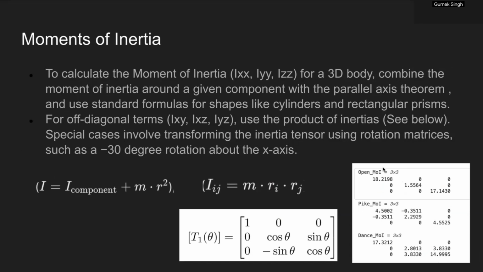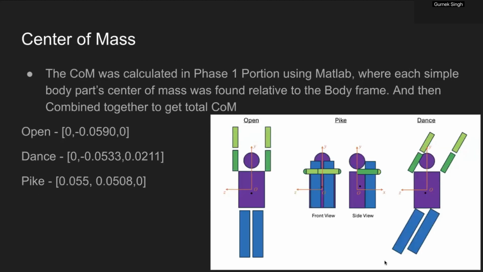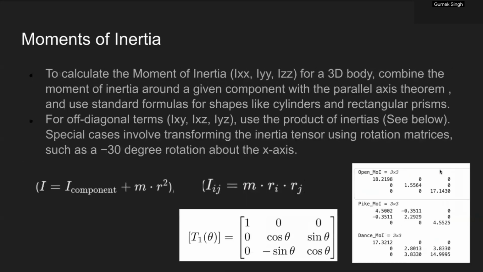For the off-diagonal terms, we had to use the product of inertia for the pike configuration. And the special case was the lance configuration, where we had to use an inertia tensor and transform the inertia tensor using rotation matrices by negative 30 degrees. The rotation matrix we use is this one right here. We transform it negative 30 degrees about the x-axis to get the off-diagonal terms for the lance configuration. You can see the legs and arms are turned 30 degrees. Therefore, this transformation matrix came out really good.